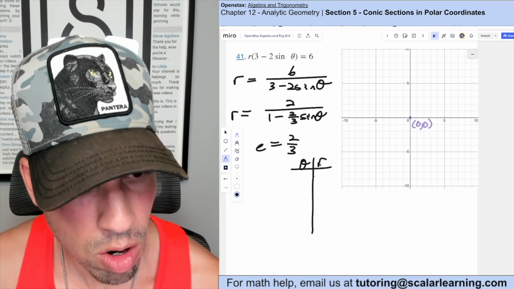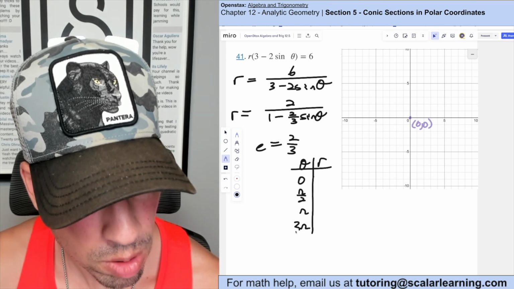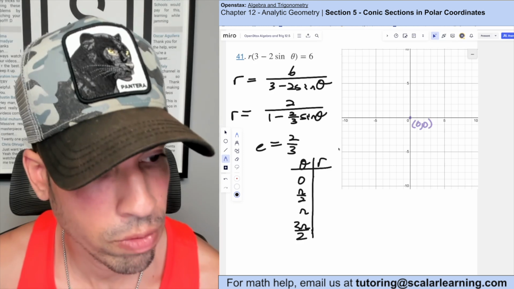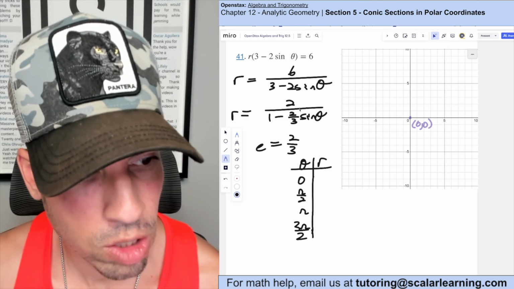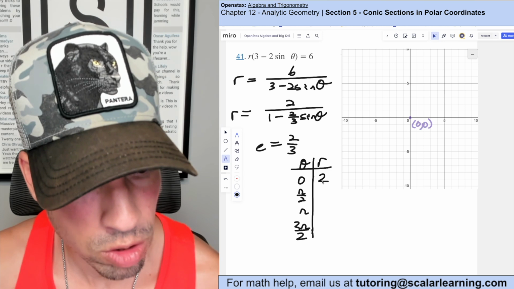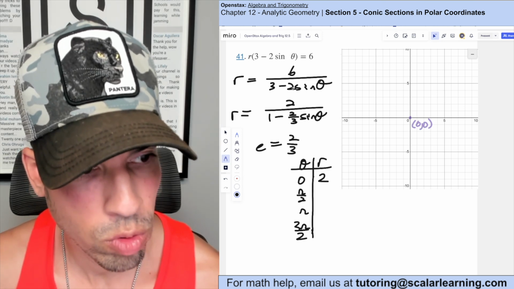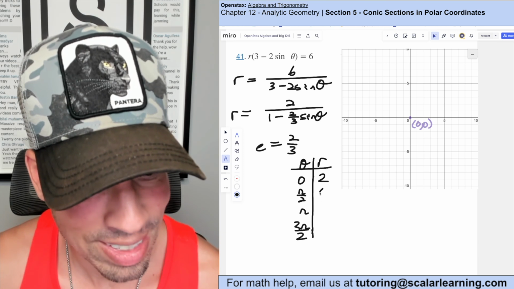So we got theta, r, we've got 0, pi halves, pi, and 3 pi halves. Let's get those corresponding r values. So first, let's plug it into the original. I think it'll be easier without the fraction. So we plug in 0. Sine of 0 is 0. 6 over 3, therefore, is 2. Plug in pi halves. Sine of pi halves is 1. So 2 times 1 is 2. 3 minus 2 is 1. 6 over 1 is 6.